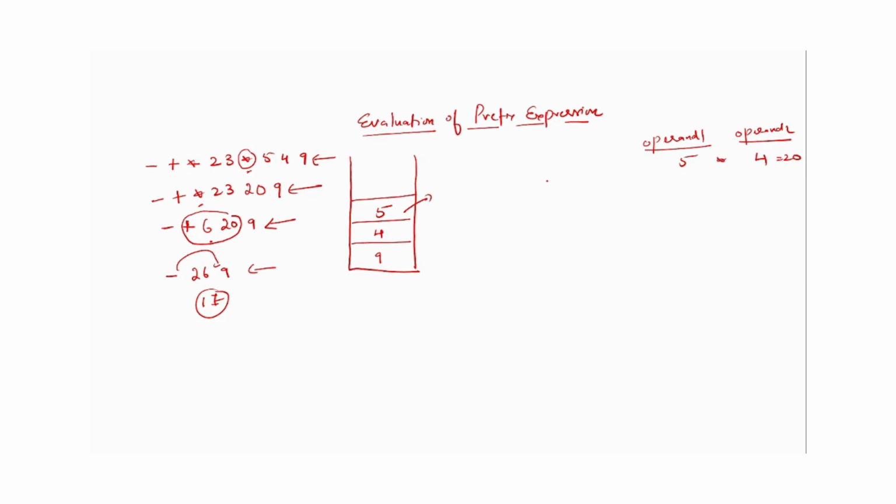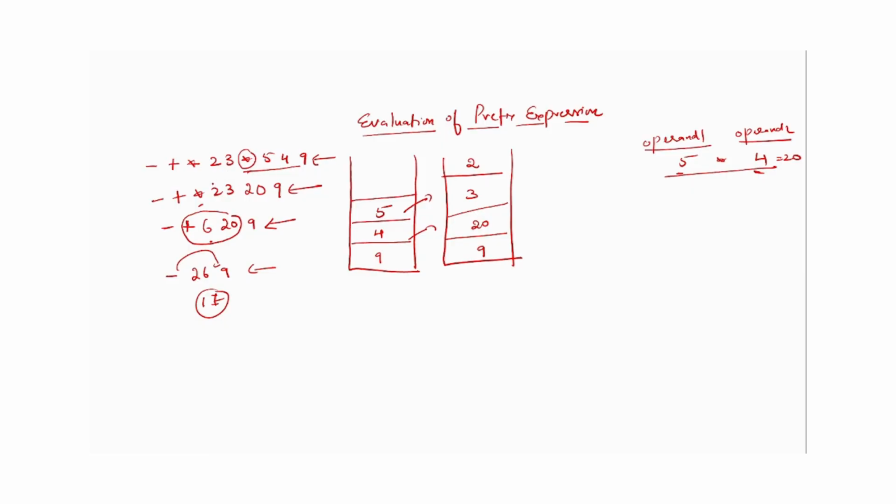So I will pop out 5, I will pop out 4. Once I pop out 5 and 4, my stack will contain only 9. I evaluate 5 into 4, that is 20, and I will push 20 into the stack. And then this is completely done. Then comes operand 3, I'll push it here. Then comes operand 2, and then comes star.